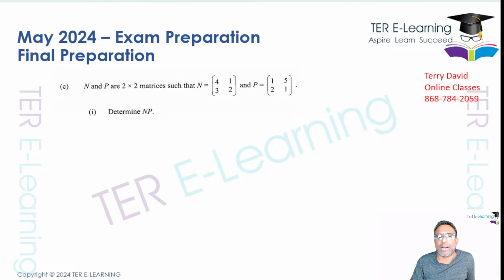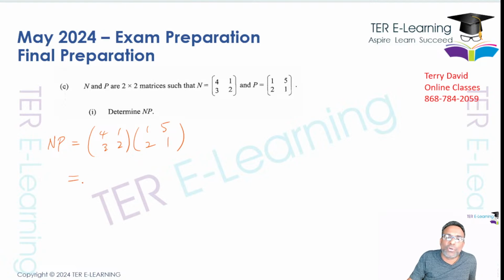N and P are 2 by 2 matrices such that N is that and P is that. And so they want us to work out a product. So NP is equal to 4, 1, 3, 2, and you're multiplying by 1, 5, 2, 1. This is matrix multiplication, so we need to multiply row by column. You're going to take this row and multiply by this column first. So that's 4 by 1 is 4, and 1 by 2 is 2. So that's 4 and 2, 6. So that's the first number in our matrix here.